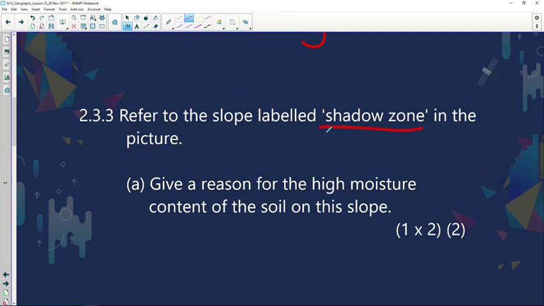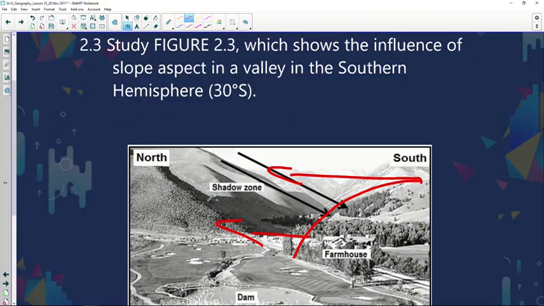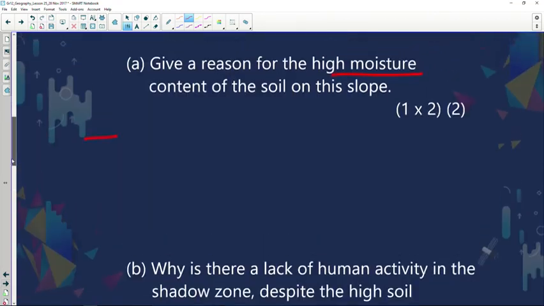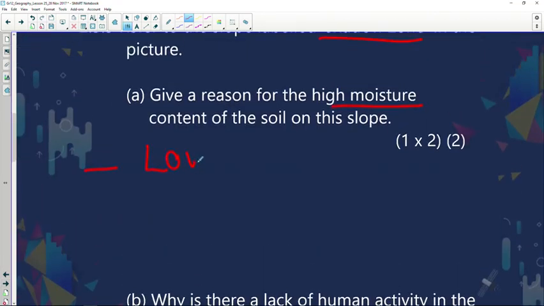Refer to the slope labeled shallow zone in the picture. Give a reason for the high moisture content of the soils on this slope. Because they're in the shallow zone, they receive lower temperatures, and because they have less insolation, there's going to be a higher moisture content. It's not going to dry up very quickly. I just want to show you where this shallow slope is. So what can we write down for the correct answer? We can write the following. They experience lower temperatures in the shallow zone.